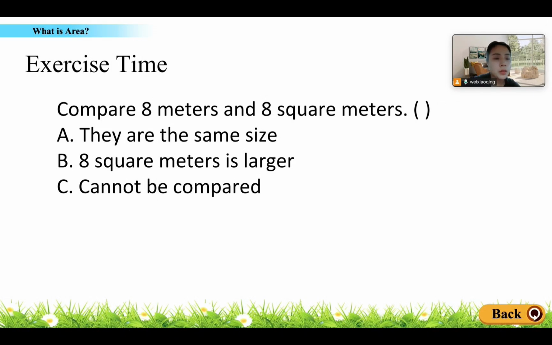In future studies, we will learn that square meters are a unit of area. So 8 meters is a length, and 8 square meters is an area. Area and length are two different concepts, so they cannot be compared together. The answer is C.